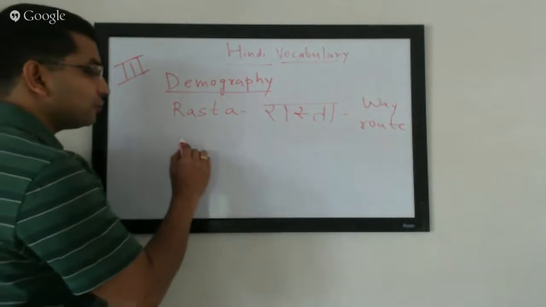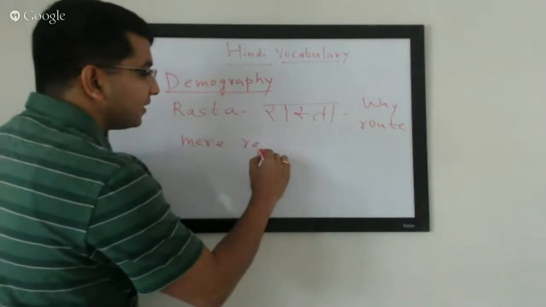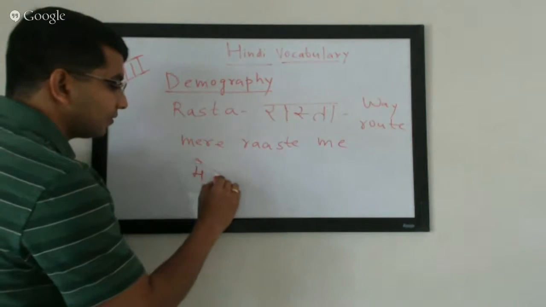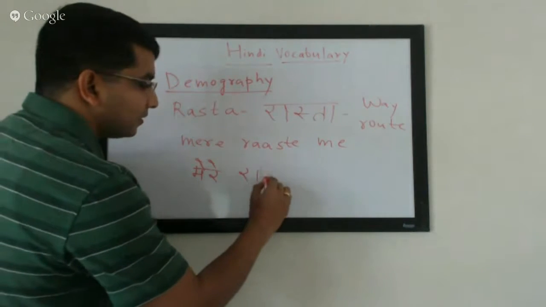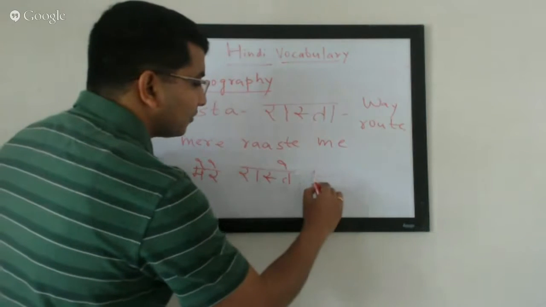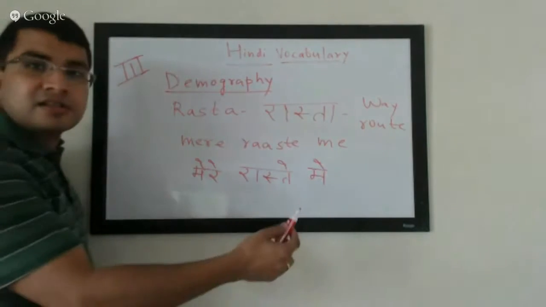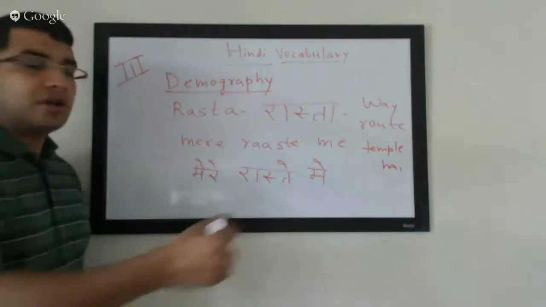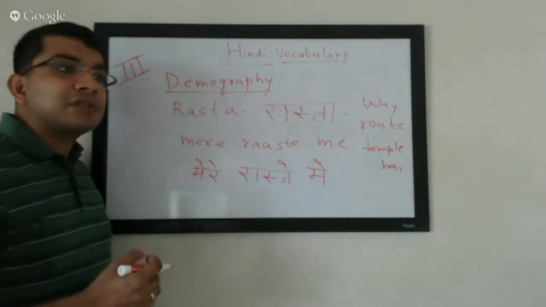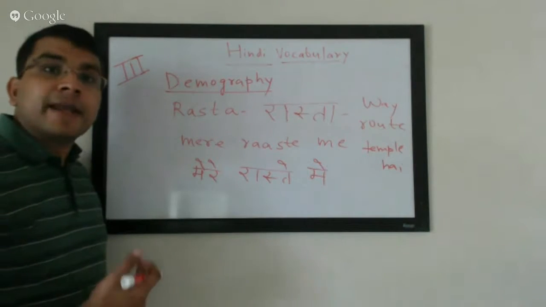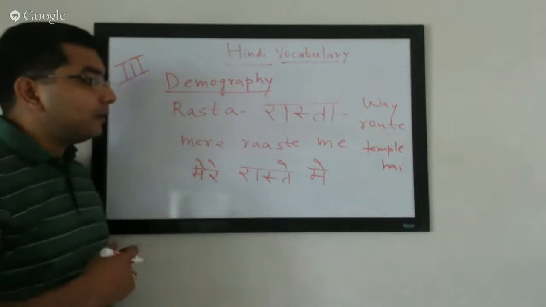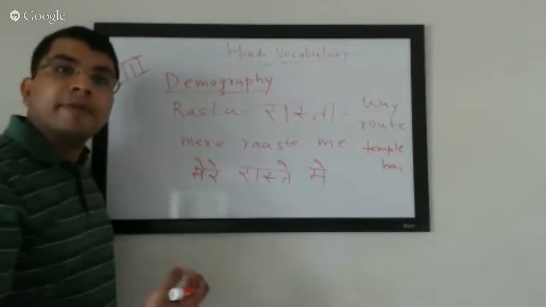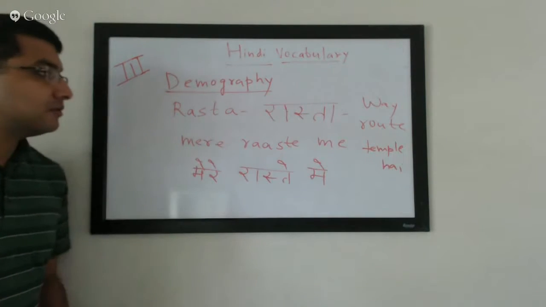So the way you use it is मेरे रास्ते में, on my route. मेरे रास्ते में, on my route. You can say मेरे रास्ते में temple है. There is a temple in the route I am taking. Or, for example, if I'm going to New York City from Washington DC, I can say मेरे रास्ते में Baltimore है. Or if you're going to your office and there's a particular station, and if you want to drop someone, you can say मेरे रास्ते में metro station है, right? So that's रास्ता.